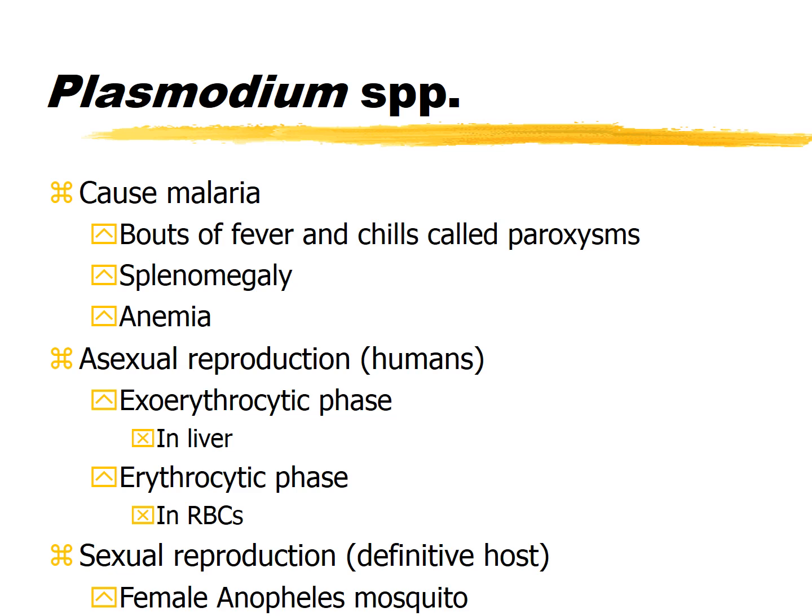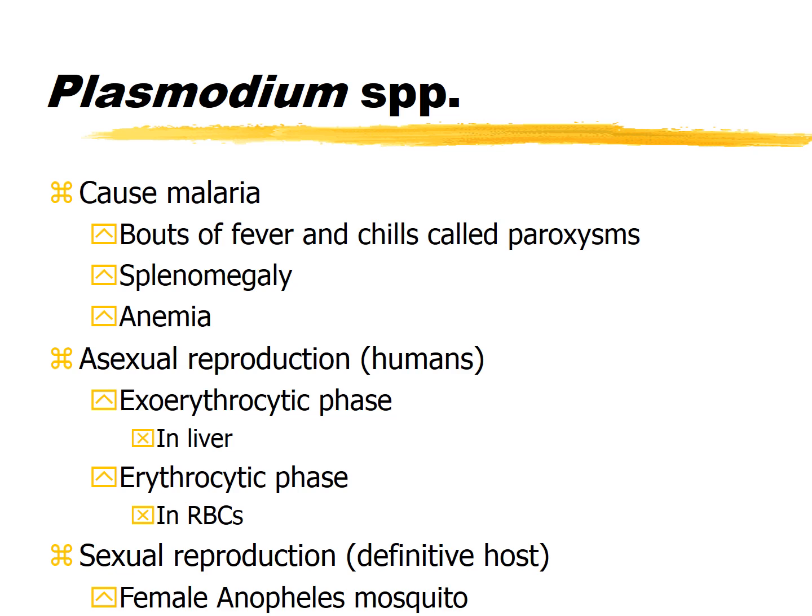Plasmodium causes malaria, and what malaria is a bout of fever and chills, and these are called paroxysms. You'll see splenomegaly, which is an enlargement of your spleen, and you'll also exhibit anemias. You'll see asexual reproduction in humans. There's 2 cycles with that. An exoerythrocytic phase, which just means outside of the red cell. This occurs in the liver, and then you have an erythrocytic phase, which is within the red cells.